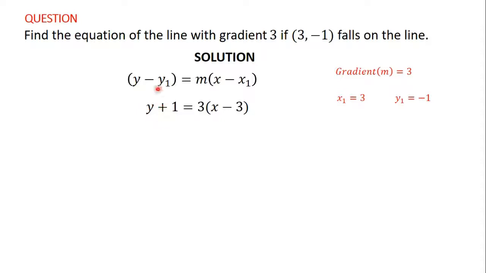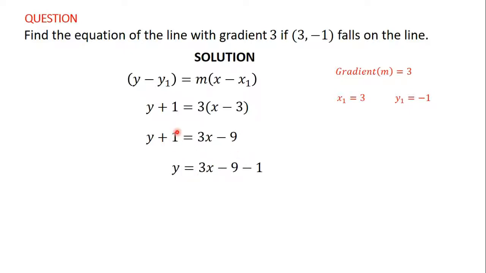So this is going to give us y minus y1. But y1 is minus 1, so we are going to have y minus minus 1. From algebra, we learned that y minus minus 1 will give us y plus 1. So we have y plus 1 is equal to m, the gradient, and the gradient is 3. So 3 into brackets x minus x1, and x1 is 3, so we have x minus 3. So we have y plus 1 is equal to 3 into bracket x minus 3. We open the brackets and we simplify. Now this is going to give us y plus 1 is equal to 3 times x, which gives us 3x, and 3 times minus 3 gives us minus 9. So we have y plus 1 is equal to 3x minus 9.